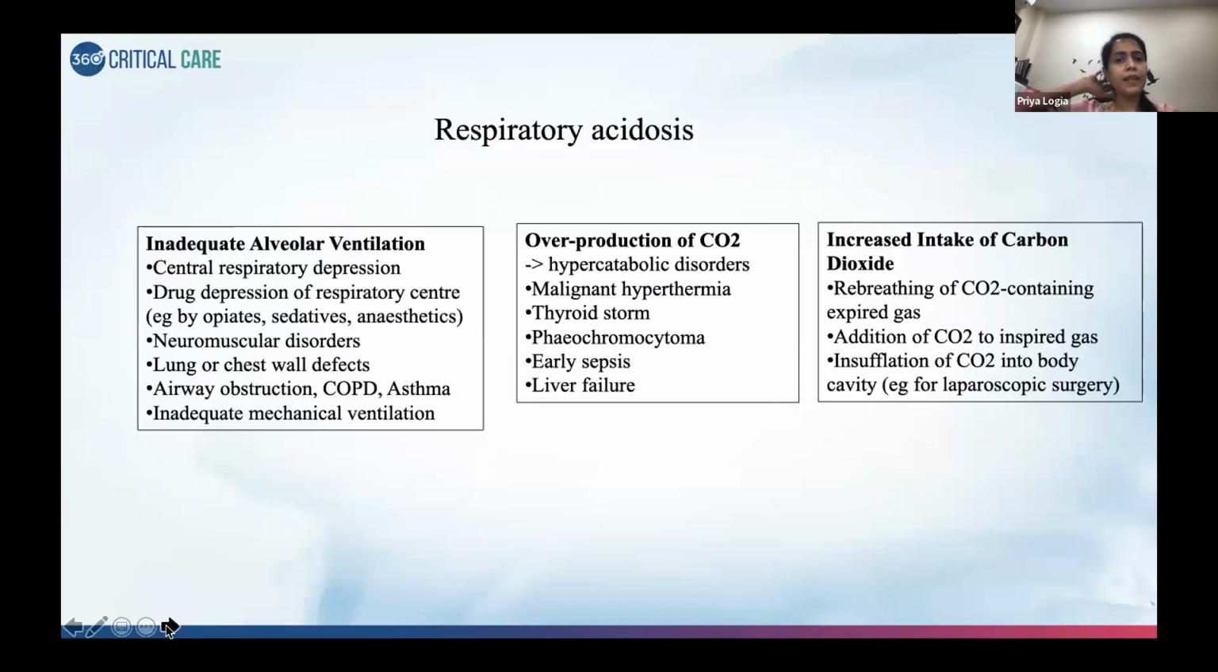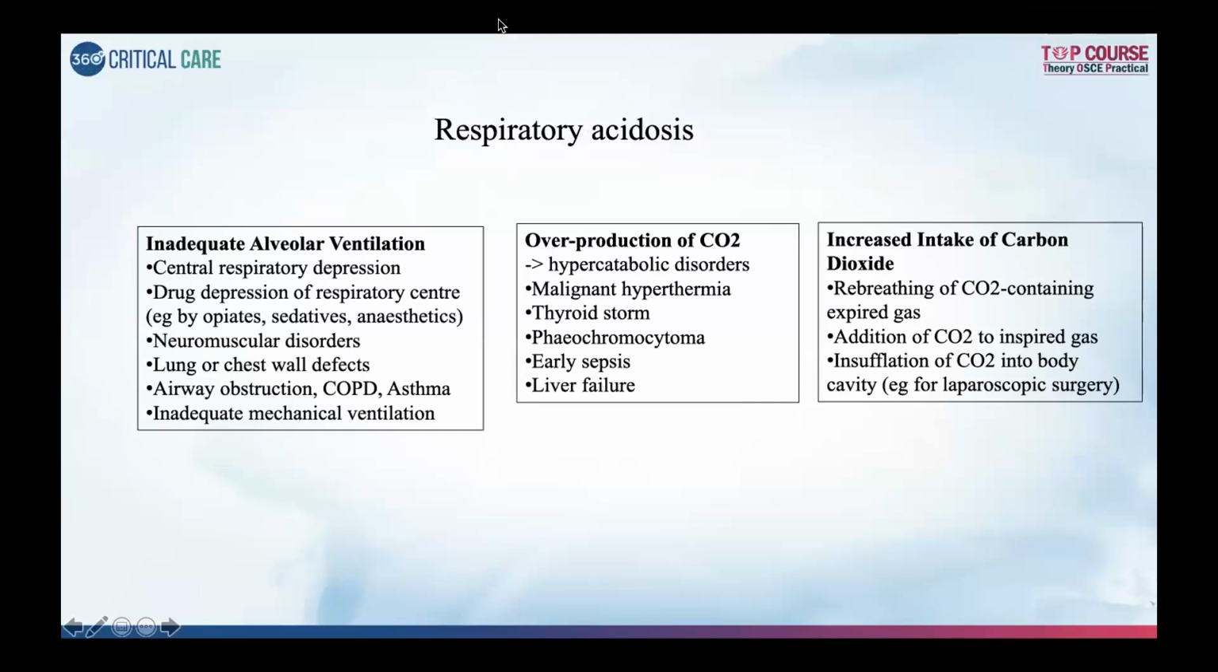Okay, causes of respiratory acidosis. Again, you should know the causes of respiratory acidosis, whether it's inadequate ventilation, overproduction of CO2, or increased intake of carbon dioxide. So inadequate ventilation, overproduction of carbon dioxide, increased intake of carbon dioxide. When does this happen? This can happen due to rebreathing or insufflation of carbon dioxide into the body cavity. So these are some of the conditions.